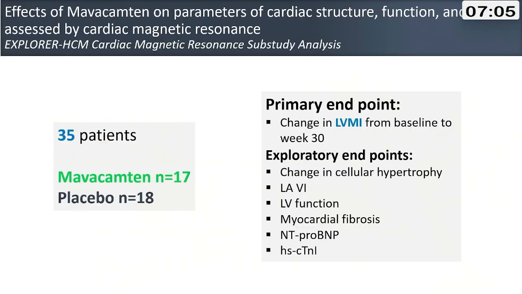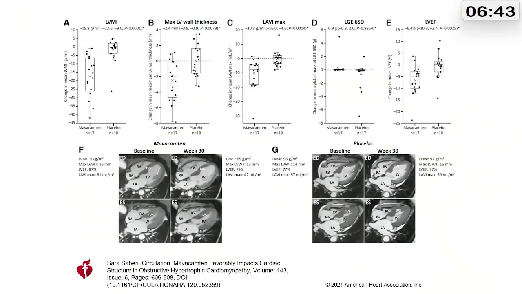So another interesting part of the study focused on observing the effect of mavacamten on the cardiac structure, function, and fibrosis. A small number of patients underwent CMR looking at whether mavacamten affects the indexed left ventricular mass, and the impressive result was that yes, it does.